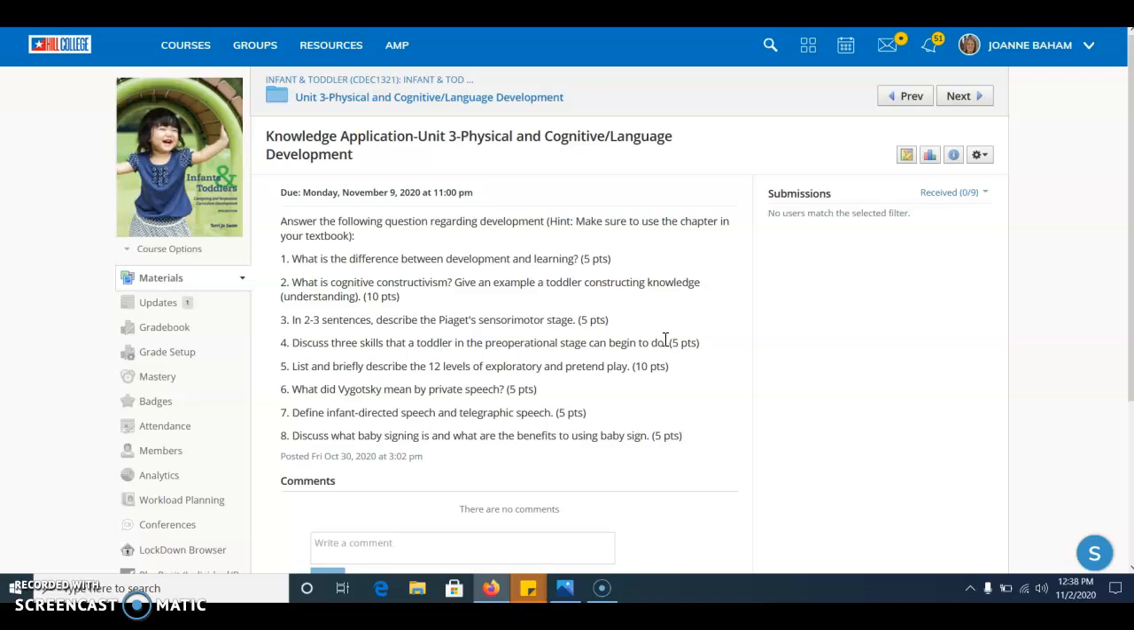In 2 to 3 sentences, describe Piaget's sensorimotor stage, a very important stage for the infant toddlers. Discuss 3 skills that a toddler in the preoperational stage will do. These are your older toddlers. So your sensorimotor is probably ages birth through 2. Then they're going to move into the beginning stages of the preoperational, which is at the age of 2 and 3.